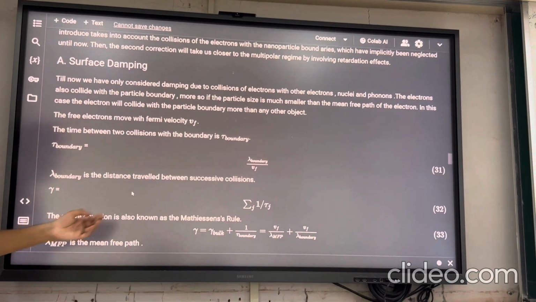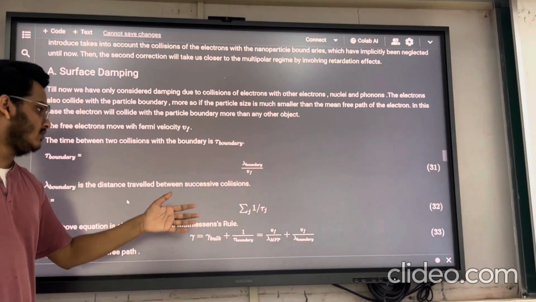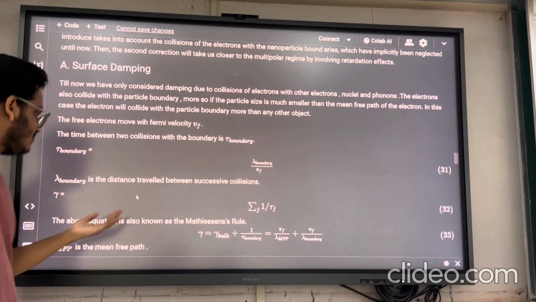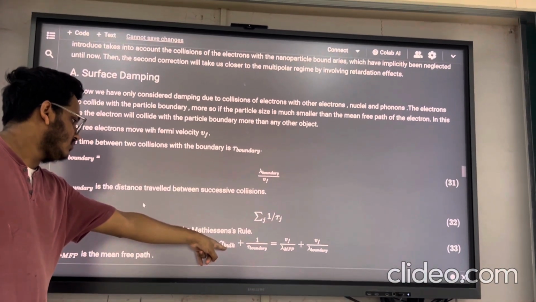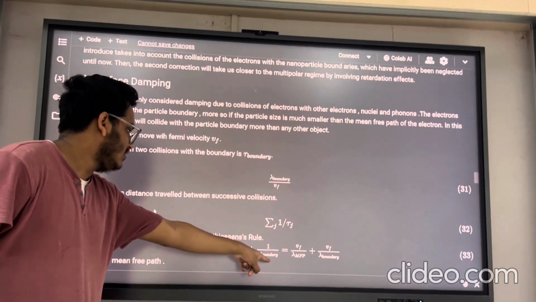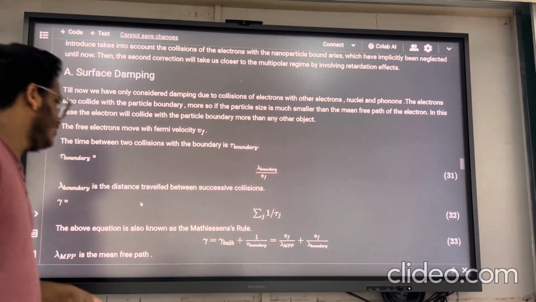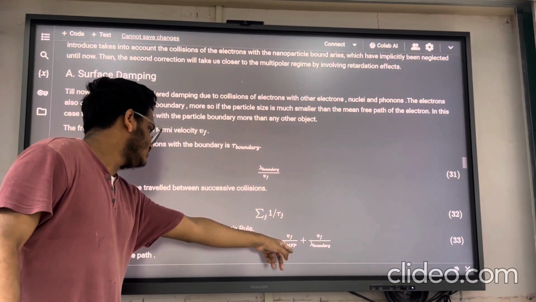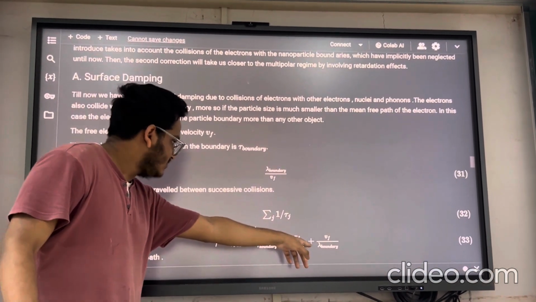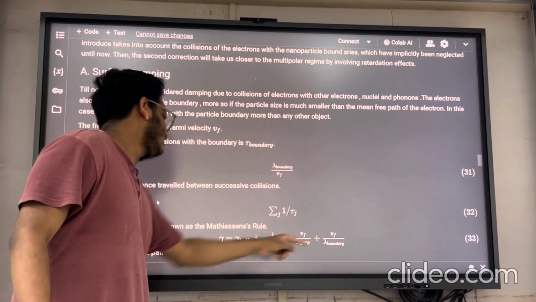And as we know from Matthiessen's rule, gamma is just a summation of inverse of tau constants from all the collision modes. So gamma is equal to gamma bulk, which is our earlier gamma factor, plus 1 by tau boundary, which we added to account for the boundary collisions, which is equal to V Fermi by lambda mean free path. This is the usual gamma, plus V Fermi upon lambda boundary. So we now need to calculate lambda boundary.